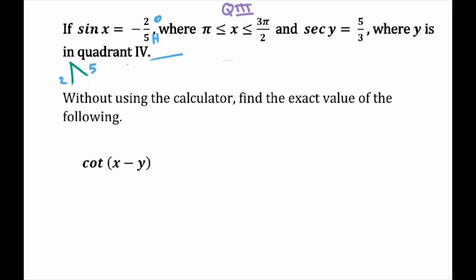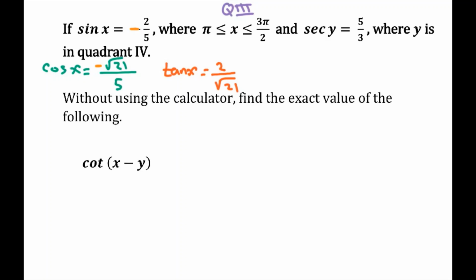Now if I know that the adjacent is square root of 21, then cosine x will be the adjacent over the hypotenuse. I found cosine because I need it for the next question. Tangent x is opposite over adjacent. Just to remember, we are talking about quadrant 3, where only tangent is positive, so this is going to be negative, and as you can see, sine is negative.